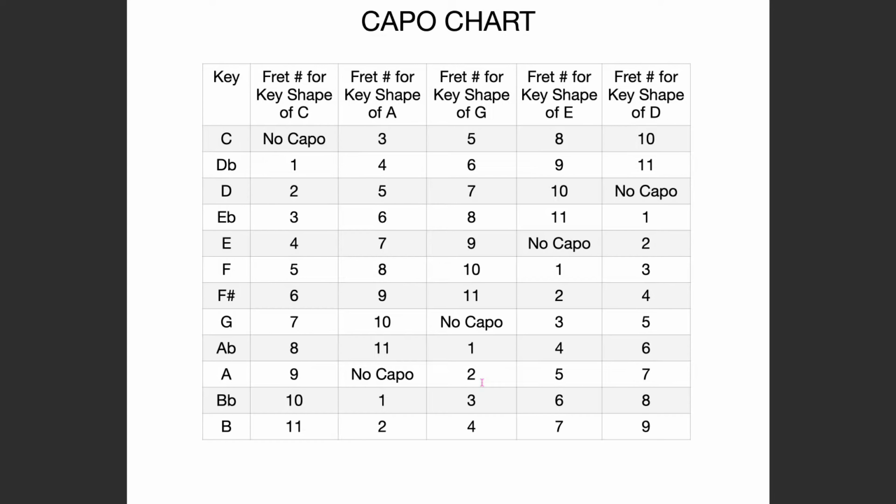Also, no capo is a capo placement, and obviously the open keys would have that. Now, something I want to address is why I'm starting with the C shape. I'm not starting with, like, what happens when I put my capo on 1, or what happens if I put my capo on 2, none of that.